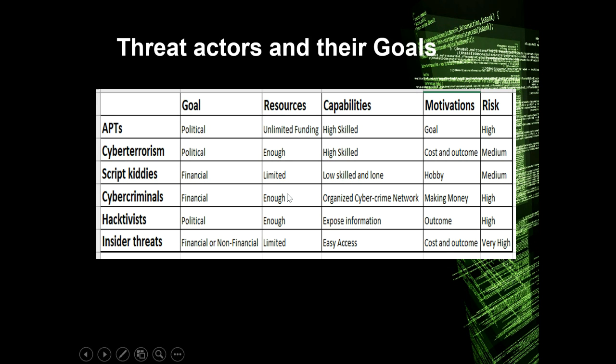Looking at the resources, more or less they have enough resources, or sometimes unlimited resources. Only the individual actors or individual players will have limited resources, like script kiddies or insiders. Capabilities: some of these actors are very highly skilled, some of them are beginners or learners, and some of them just do it as a hobby, so they may not be highly skilled. Their motivation is making money or an expected outcome, or it can be just a mere hobby. All these actors range from medium to high to very high risk.